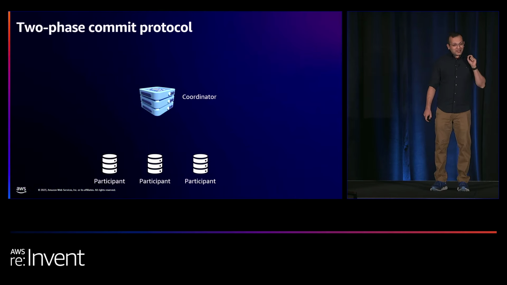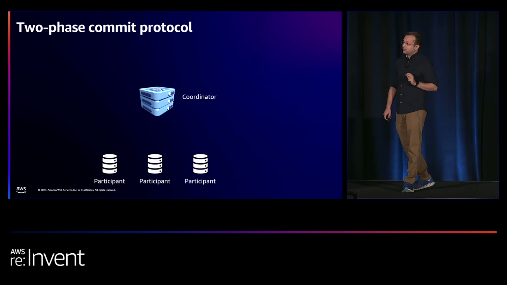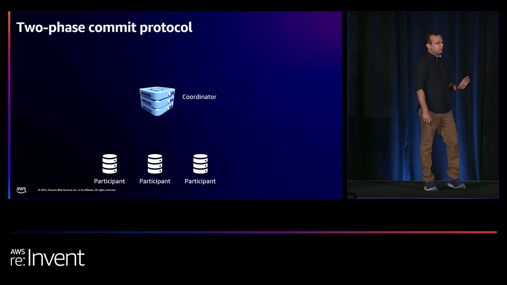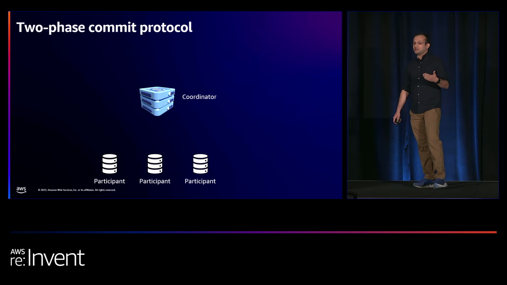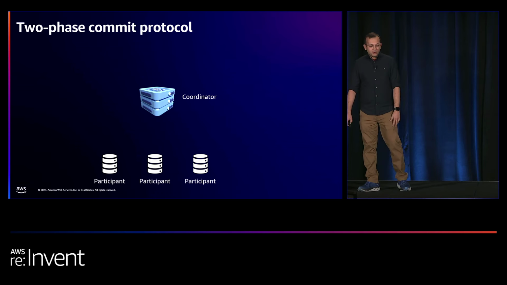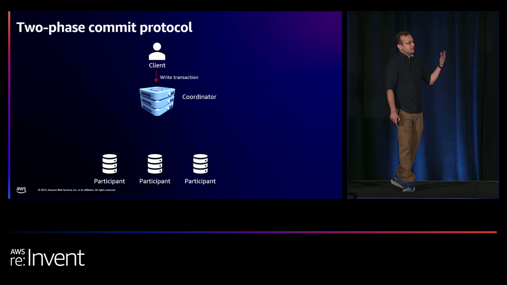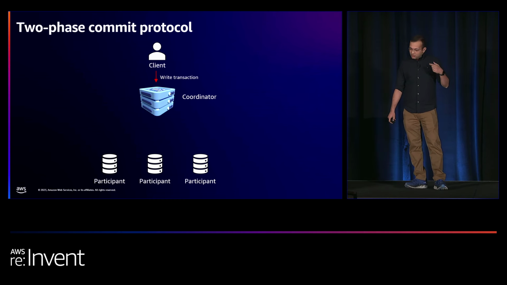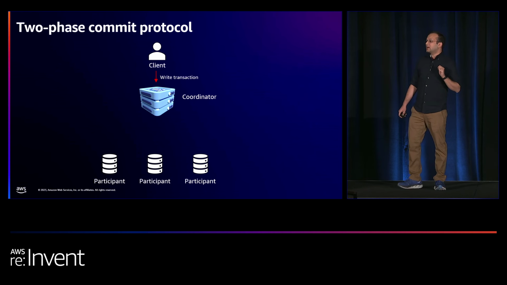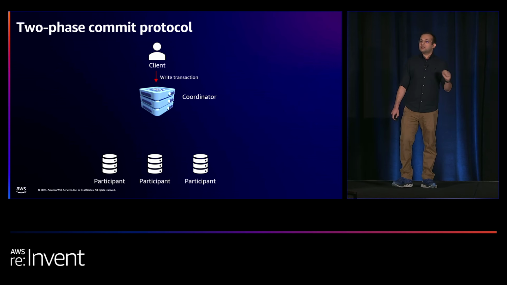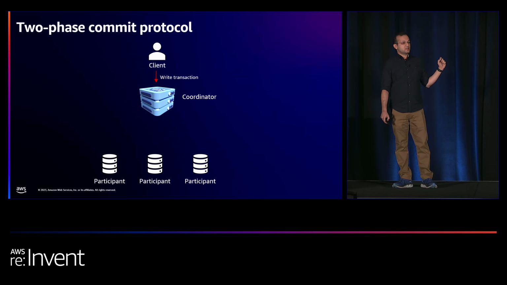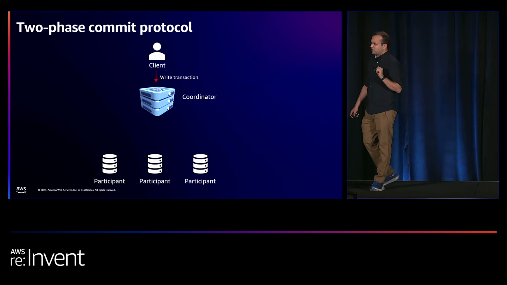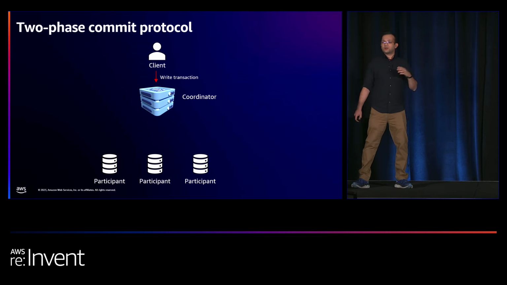For that, we're going to use a very simple example of a two-phase commit protocol. Okay? It's a very well-known protocol for guaranteeing atomicity of transactions in distributed systems. For example, when a client sends a write transaction to a coordinator, the protocol needs to make sure that this transaction is either committed by all the participants in the system or it's not committed by any of the participants. So it's an all or nothing protocol. Okay? And it works in two phases.